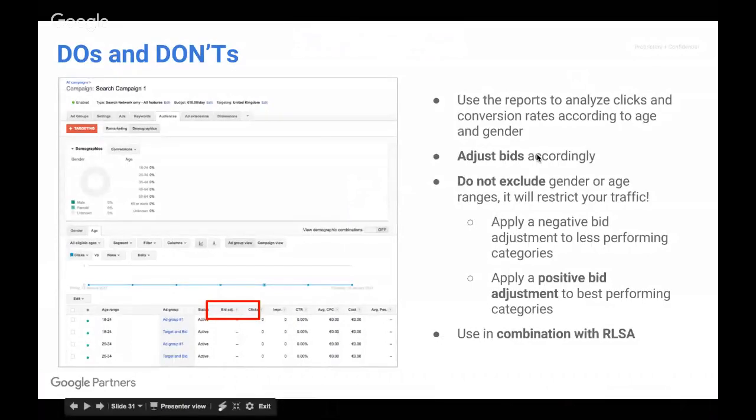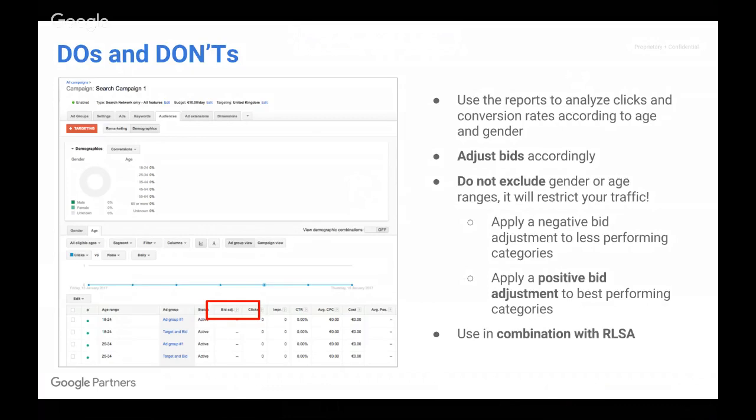Yes, okay, perfect. So as I said, the best is not to use this section to exclude a specific gender or an age range, as it's going to restrict your traffic a lot. But what you can do is use a positive bid adjustment on the demographics that you see perform the most on a specific campaign, and maybe lower the bids if some categories perform less for one specific campaign.